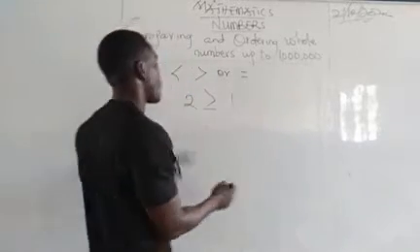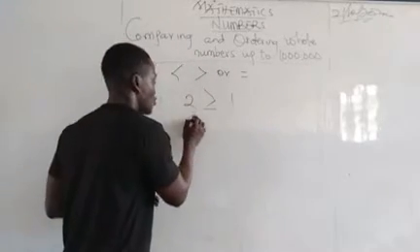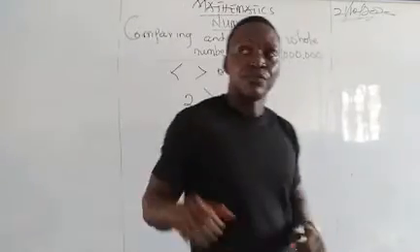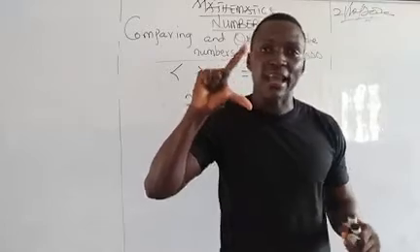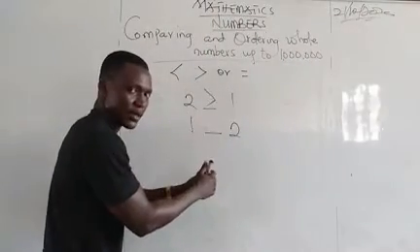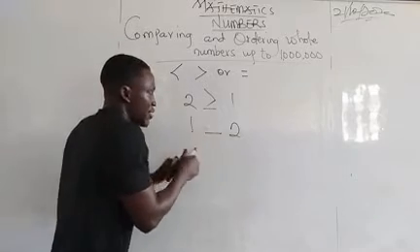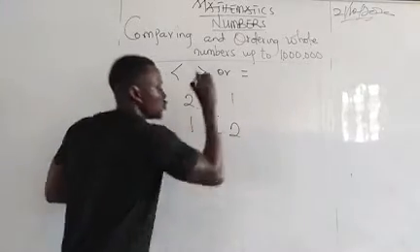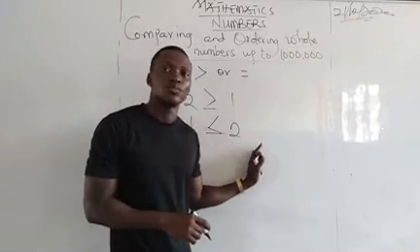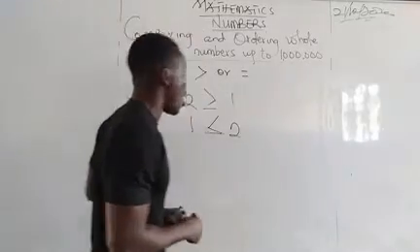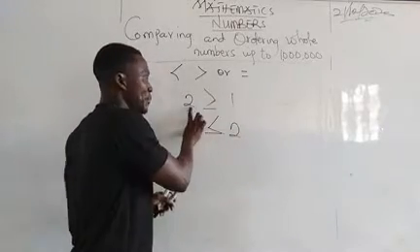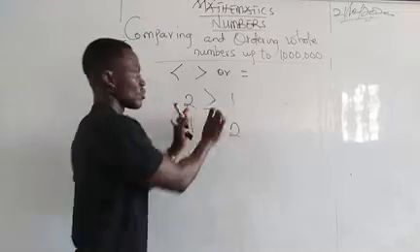The same example, when I reframe it to be 1 and 2, we are saying that the mouth of the sign always opens towards the bigger number. It means that I'm going to change the sign. It's no more coming to this place. I will open the sign to the 2 because 1 is less than 2. So always open the mouth of the sign towards the bigger number.